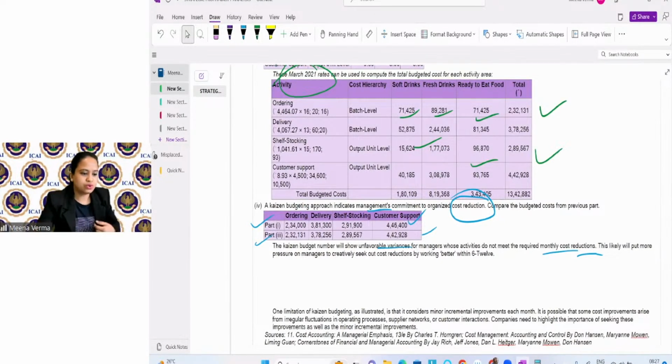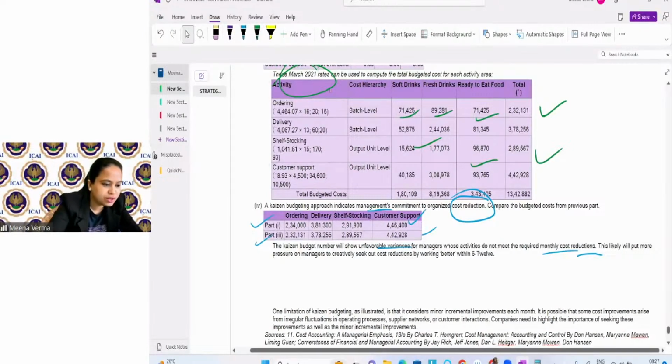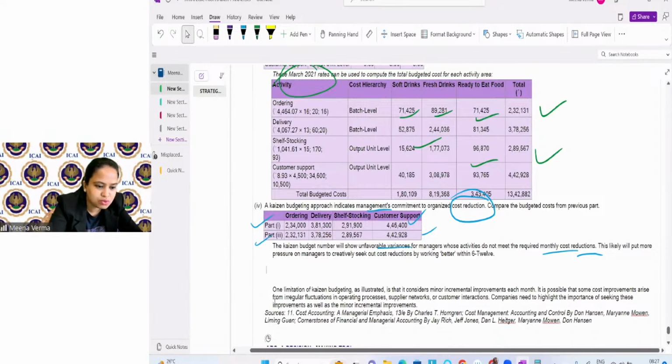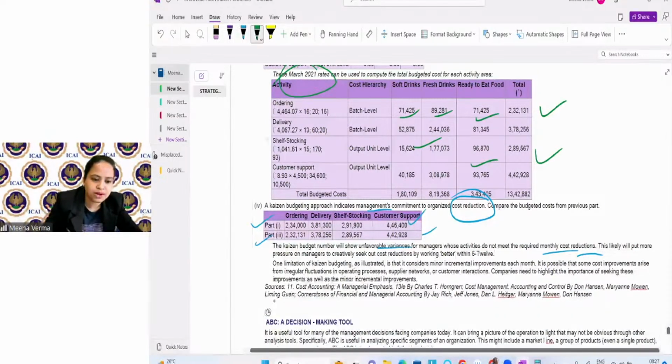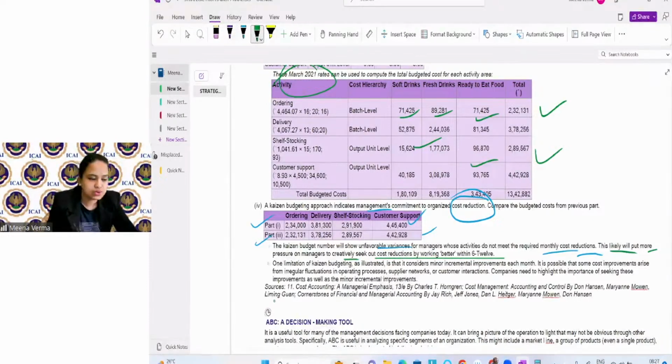Okay, so what is given here? Part 1, part 2, part 3. All the costs have been reduced. Given here, Kaizen budget numbers will show unfavorable variances for managers whose activity does not meet the required monthly cost reduction. This will likely put more pressure on the managers to find ways to reduce the cost.